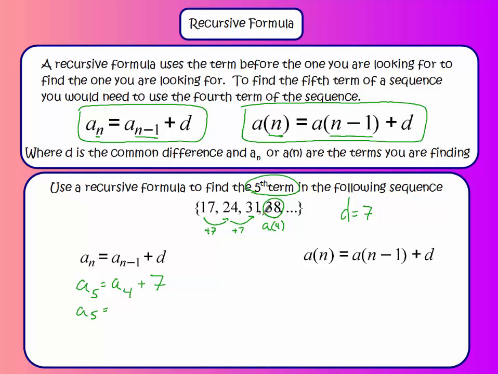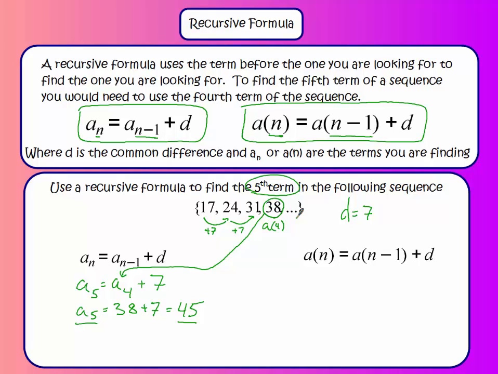Well, I'm looking for A sub 5. I know A sub 4. It's 38. And 38 plus 7 is 45. In other words, the next term, or A sub 5, is 45. Well, does that make sense? If I add 7 to 38, well, yeah, that's all I just did, right? And that's how I'm moving from one to the next.